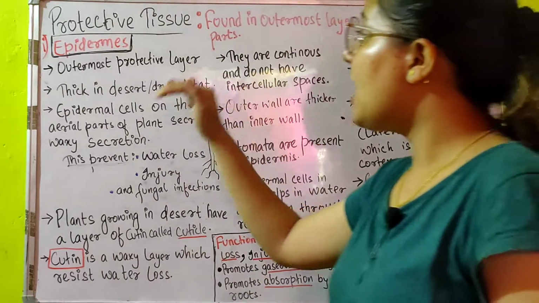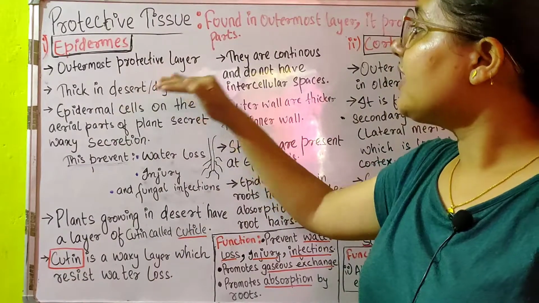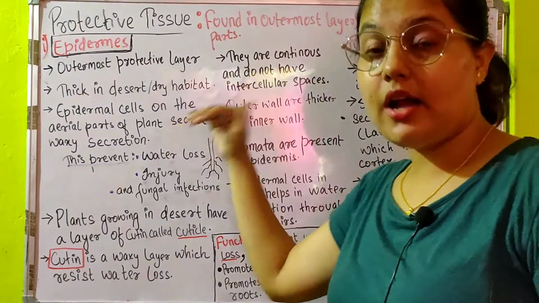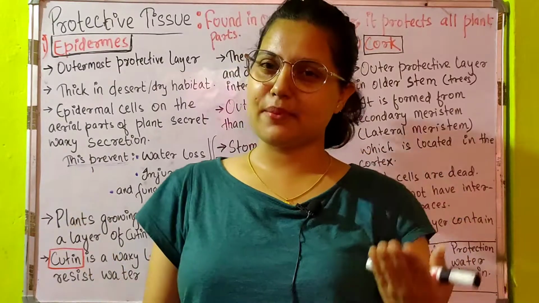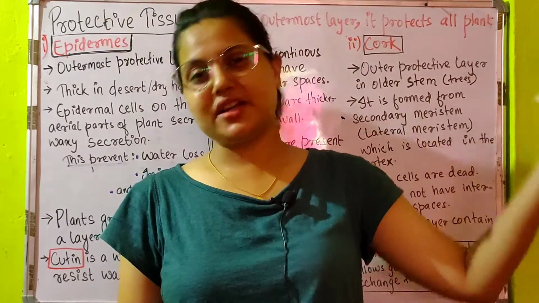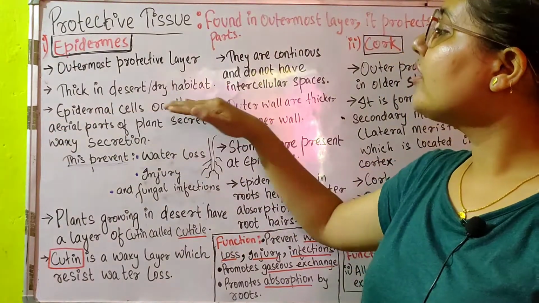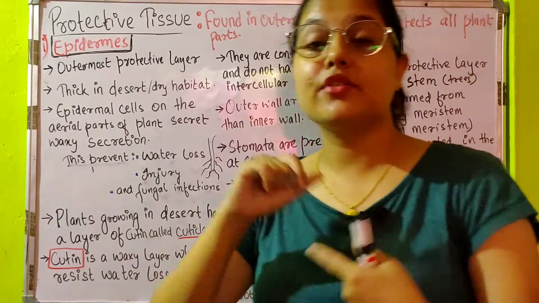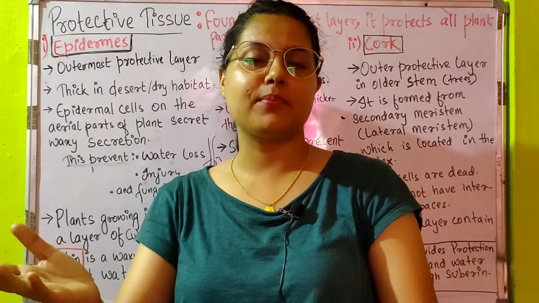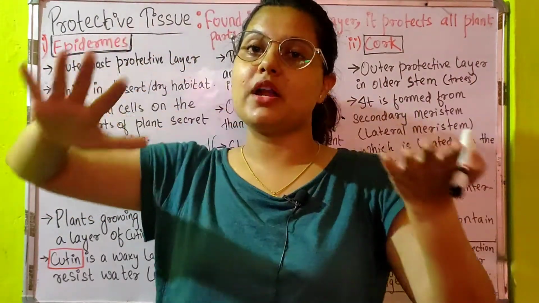They are the outermost protective layer, and they are thick in desert or dry habitats. That means desert plants have a thicker epidermis as compared to plants in other regions. Now, epidermal cells on the aerial part of the plant secrete a waxy secretion. Whenever we talk about the aerial part of the plant, that is the upper part of the plant or the exposed part of the plant.